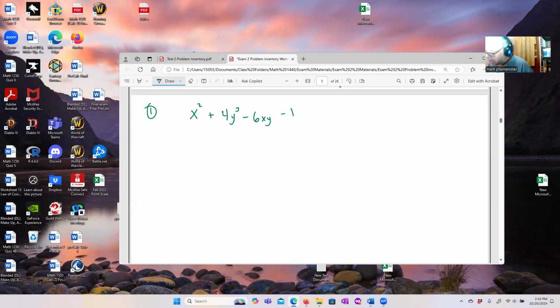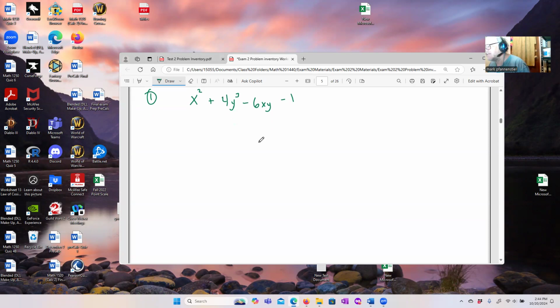Do that, probably just use A's and B's rather. So we have the function x squared plus 4y cubed minus 6xy minus 1, and the instructions are find all the minimum and maximums and find all the saddle points.